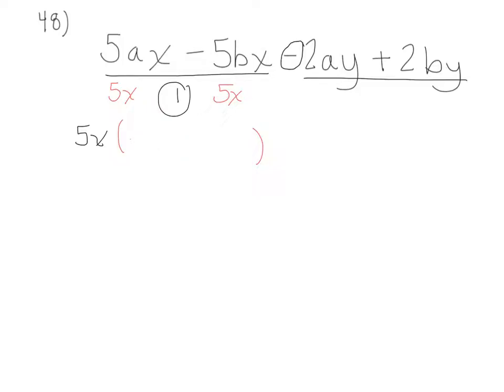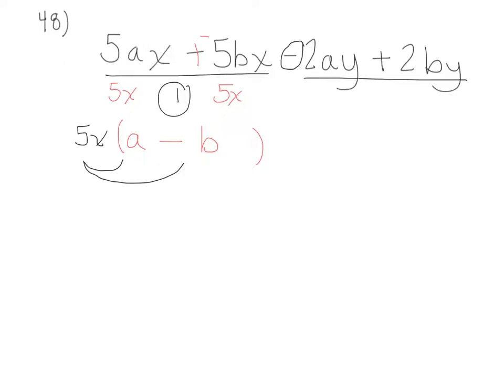So if I divide 5ax by 5x, everything cancels except the a. If I divide negative 5bx, because remember this is the same as plus negative, by 5x, everything cancels except the negative b. So I'm left with a minus b, excuse me. Remember, you can always check to make sure you've factored it correctly, because if you distribute the 5x to each of the things inside the parentheses, you will have what you started with, and that will work.